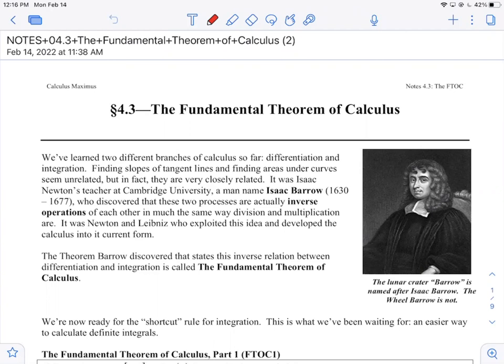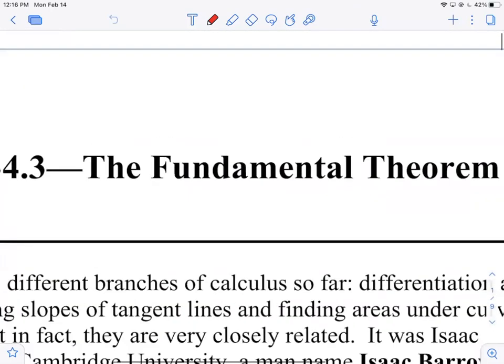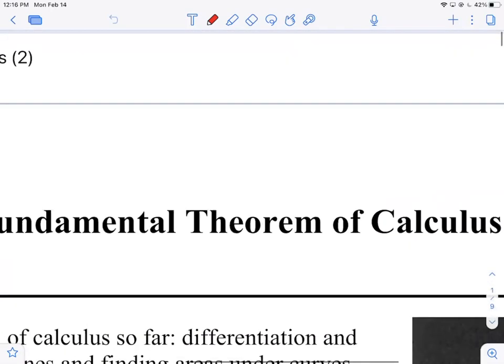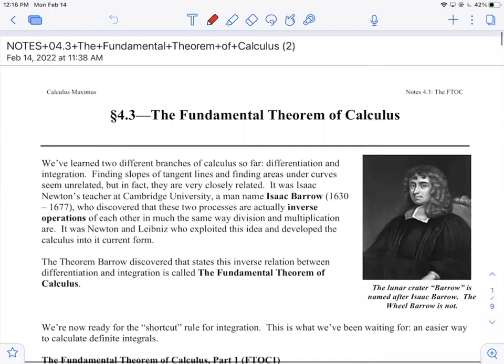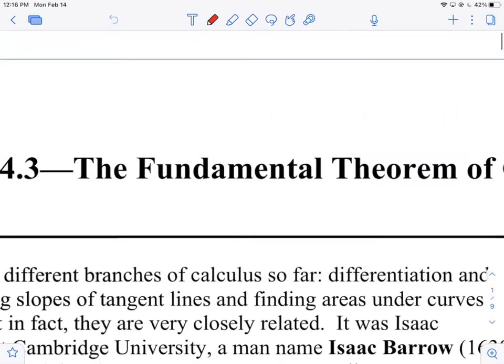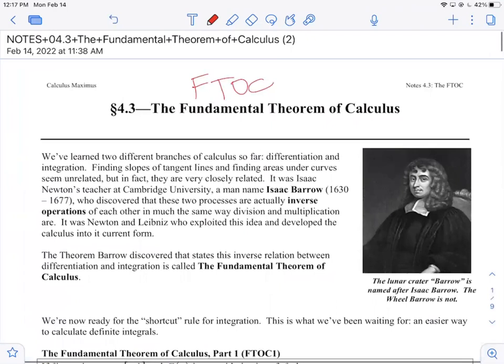So the fundamental theorem of calculus, or as I like to abbreviate it, the FTOC. And now my pen doesn't work. What is wrong with technology today? Was there a solar flare or something? Yeah, they're glitchy today. Okay. So I call it the FTOC, fundamental theorem of calculus.